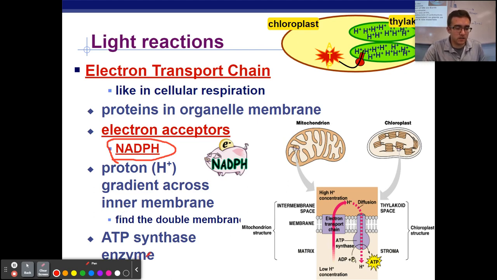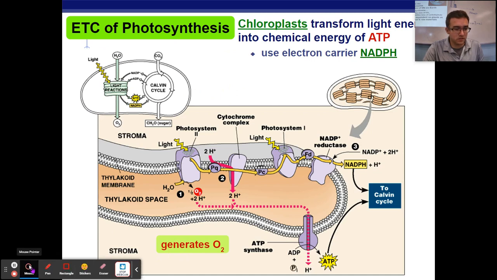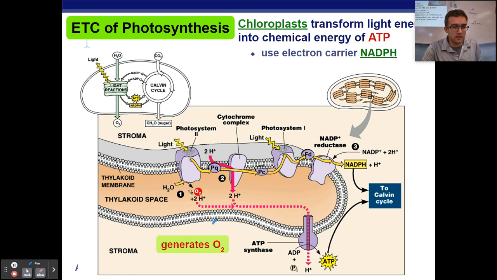And in here, we're also going to make ATP. The ATP synthase enzyme is also available here. So let's just look at the process of photosynthesis. So here's what the electron transport chain looks like, is this part right here. So what we see is here's this series of enzymes, of proteins, carrier proteins here that are going to transport the electrons across the membrane.